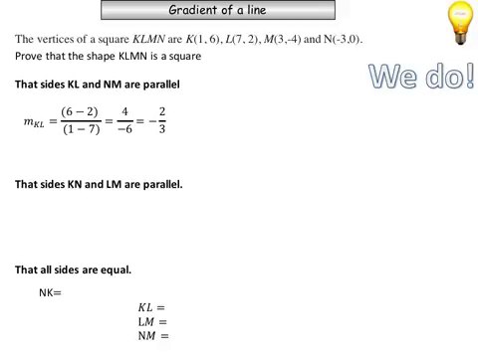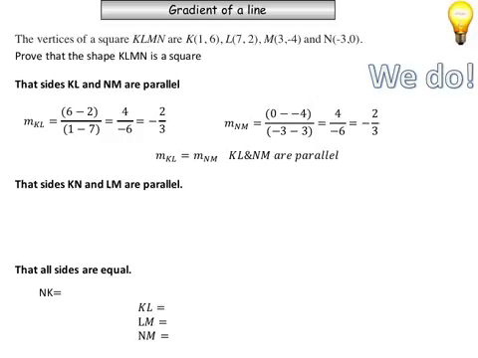So we're going to do the same thing for N and M, so the gradient of NM. We get 0 minus minus 4 and minus 3 minus 3, which gives us 4 over negative 6, which is equal to negative 2 over 3. So now that we can see that the sides are parallel because their gradient is the same, the next thing we need to do is just write a quick statement to show that. So the gradient of KL is equal to the gradient of NM, so KL and NM are parallel.